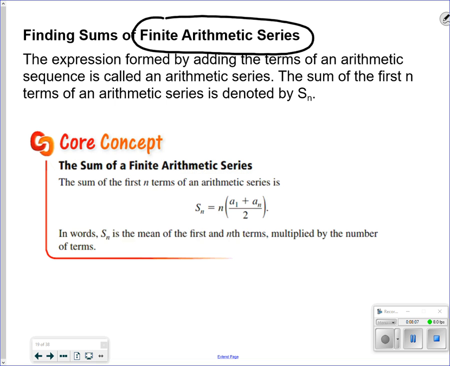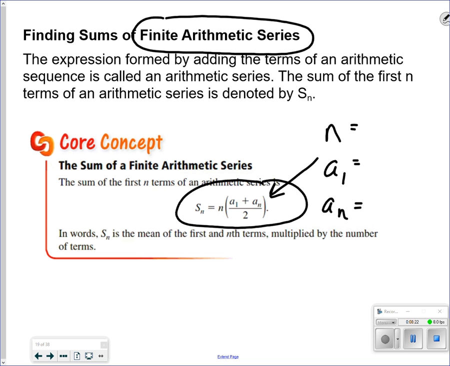Now, the sum, here's a formula that I will give you, S sub n, so the sum formula. All you need in order to know the sum formula is how many terms are you talking about, so n terms, what is a sub 1, and what is the last term of the sequence. So the first term of the sequence, the last term of the sequence, and the number of terms we're talking about. So S sub n is the mean of the first and nth term multiplied by the number of terms.